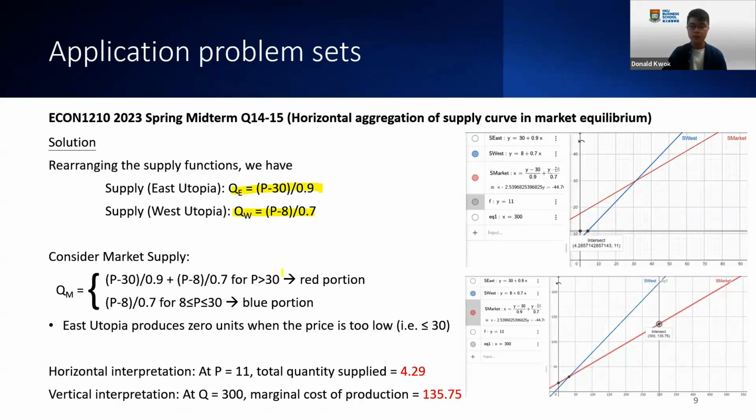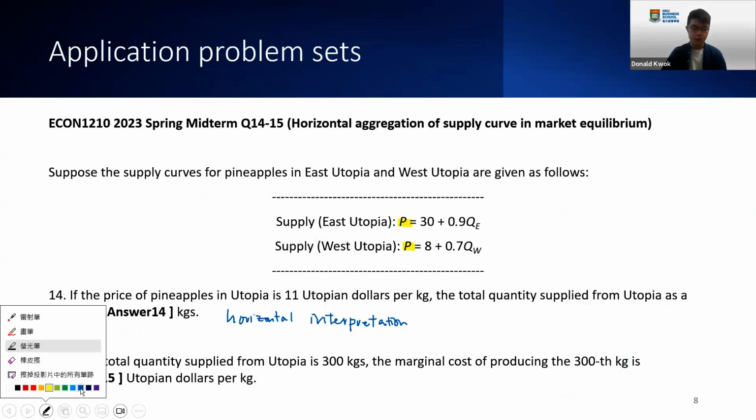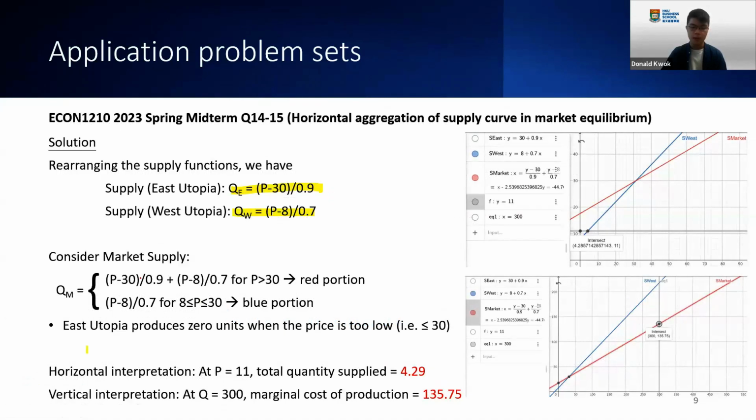After that, we can start deriving the market supply curve. And the market supply can be written into two different expressions across different price ranges. Why? Because when the price is above 30, nothing special: both East Utopia and West Utopia are supplying positive units. So this is why we incorporate the individual supply of East Utopia and West Utopia when the price is high enough.